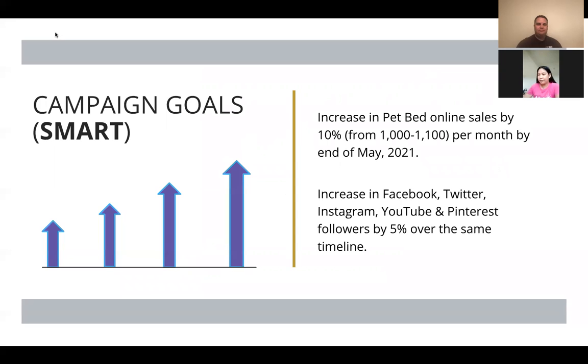After the campaign objective was established, the next strategic step is to set our campaign goals. We need to turn the campaign objective into goals that are specific, measurable, achievable, relevant, and time-bound. So these are our campaign goals, including all the channels your company is using. To increase pet bed online sales by 10%, from 1,000 to 1,100 per month, by end of May 2021. And then increase Facebook, Twitter, Instagram, YouTube, and Pinterest followers by 5% over the same timeline.